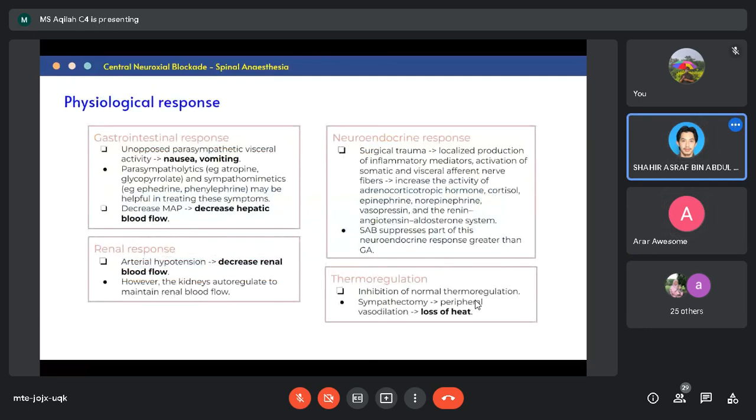So what do you see? The neuroendocrine response, the term you can use is actually a modulation of the surgical stress response. Which is good for the patient, because if not modulated, it will lead the patient into a more catabolic state due to the surgical stress response, and this can affect patient recovery. So for thermoregulation, you are saying correctly, the sympatholysis or sympathectomy, as you mentioned, causes peripheral vasodilatation and loss of heat. So what do you see?